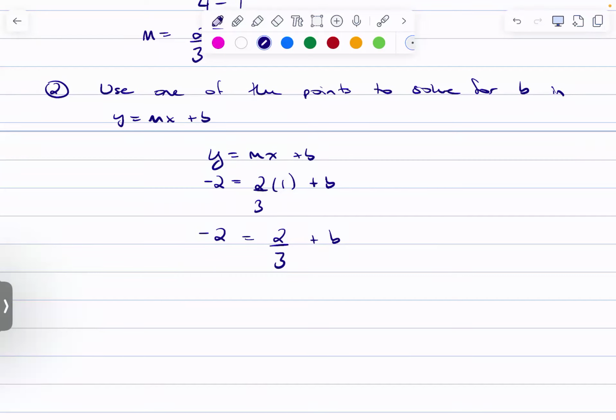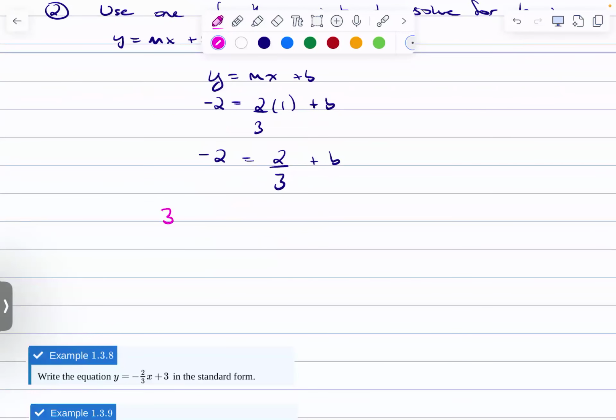Do you want to multiply everything by 3 now? So we don't have to deal with the fraction? You can always use your calculator, right? A lot of calculators keep the fractions for you. But let's use that trick again, where we multiply everything by 3, both sides by 3. 3 times -2 is equal to 3 times 2/3 plus b.